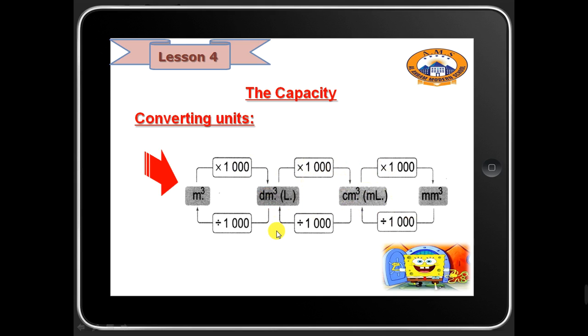Okay, so when we want to convert from the cubic meter to the cubic decimeter or the liter, we're going to multiply by 1000. From liter to milliliter, we also multiply by 1000, and from cubic centimeter to cubic millimeter, it's also multiplied by 1000.